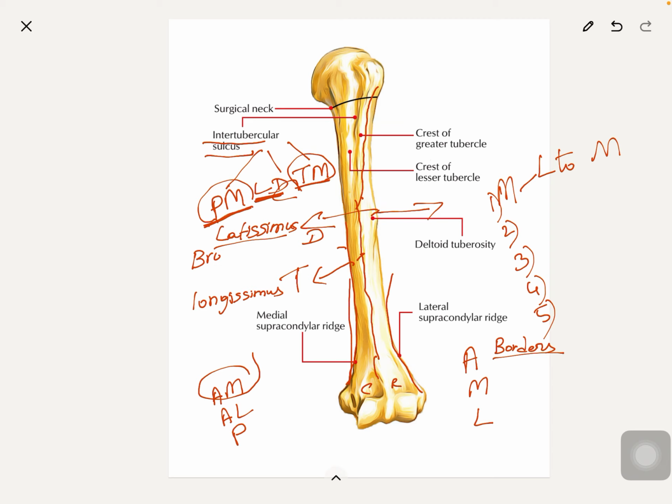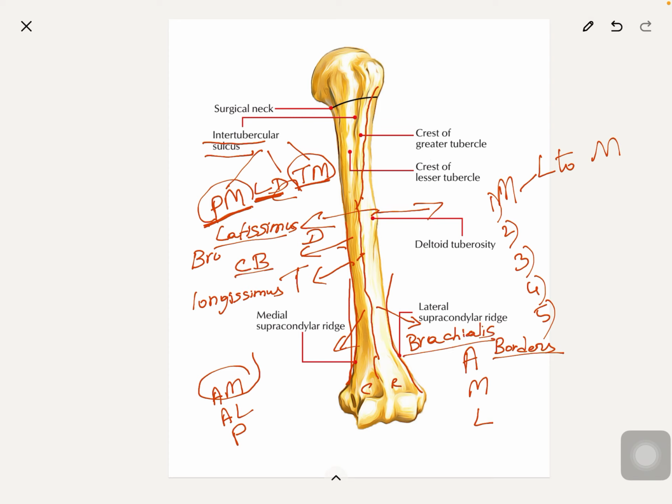Then this middle part of the anteromedial surface receives the insertion of coracobrachialis, which you will learn in the front of the arm muscles. So that is the coracobrachialis. Then this lower end of both the anteromedial and anterolateral surfaces will give the origin of the brachialis muscle. That is again the front of the arm muscles.